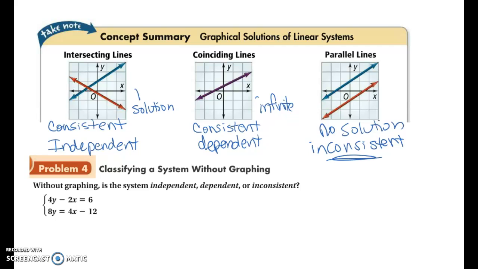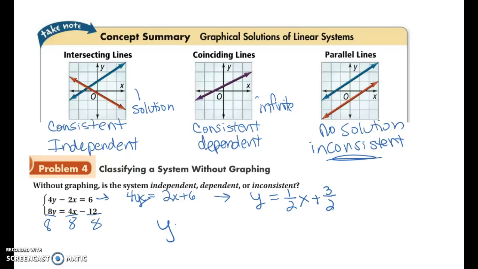Let's look here. In problem 4, we need to get both equations, get the y by themselves. So in this top one, I need to move the x term over by adding it, and then divide everything by 4 to get the y by itself. So I get y equals 1/2 x plus 6/4, which will reduce to 3/2. In the second equation, I need to divide everything by 8 to get the y by itself. When I do so, I have 1/2 x minus 12/8 reduces to 3/2.